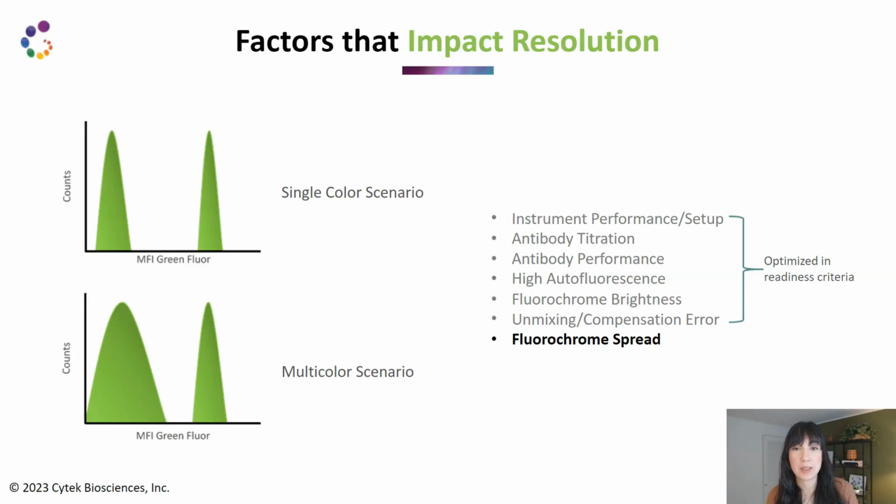So you need to optimize all of these things when you're setting up before the actual panel optimization, so that when you get to the panel optimization, you know that all of these things are already optimized and you've specifically set up your experiment in a way that we can compare the single stain and the multicolor scenario and assume that any difference in resolution is coming from spread, which would then mean we are assessing our panel.